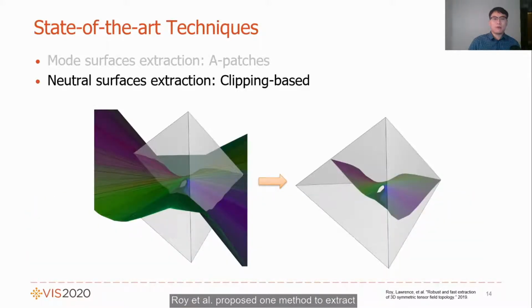Roy et al. proposed one method to extract neutral surfaces based on the parameterization. However, their method requires clipping of the extracted neutral surfaces against the faces of the tetrahedra. This can generate holes on the neutral surfaces between adjacent tetrahedra.